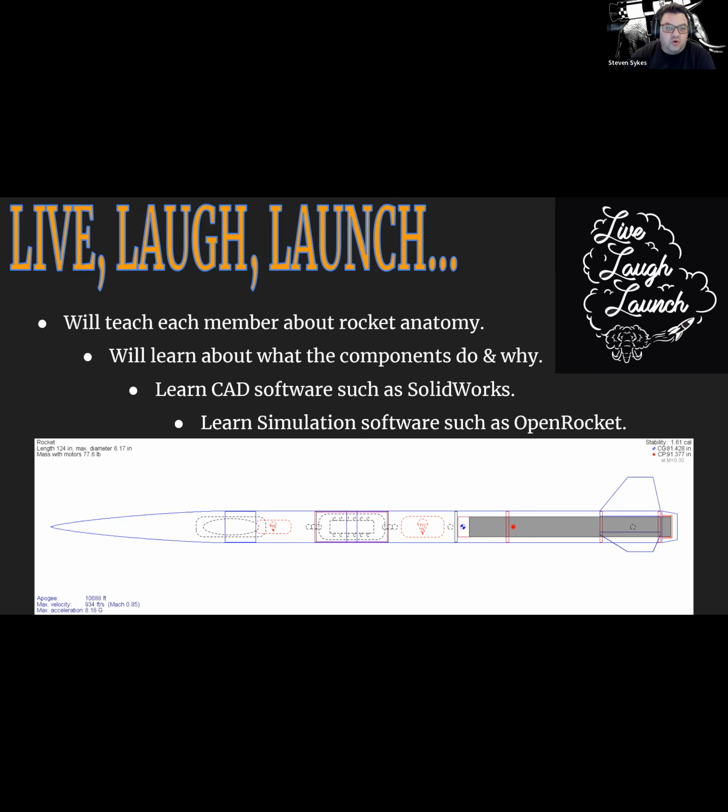We can help out with learning more about CAD, SolidWorks or any kind of CAD software. We also teach a little bit about the Open Rocket simulation software that can simulate our rocket and help you in the aspect of designing and simulating how high or how far your rocket could go, which we used a lot for our design.